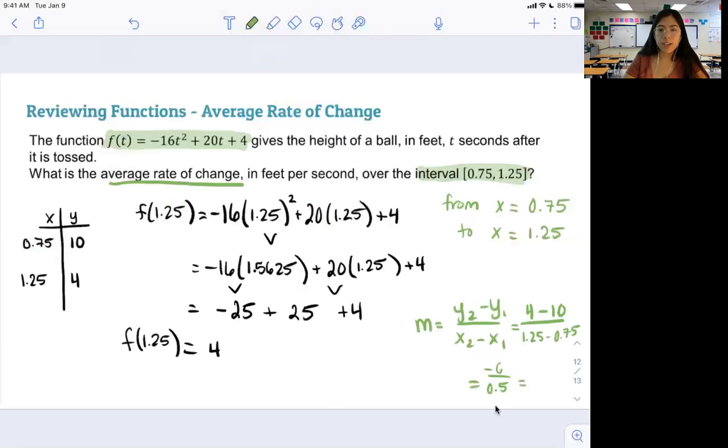And then, again using our calculator, negative 6 divided by 0.5, what do I get? Negative 6 divided by 0.5 is negative 12. So my average rate of change would be negative 12 feet per second.